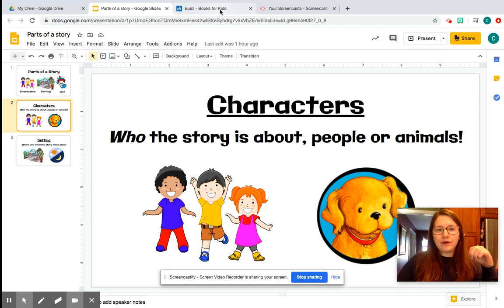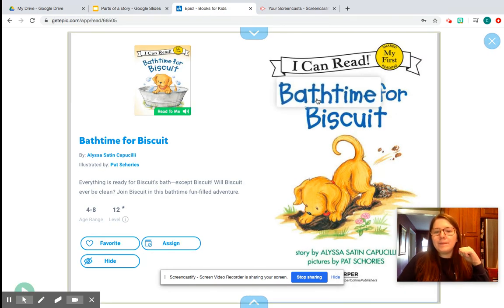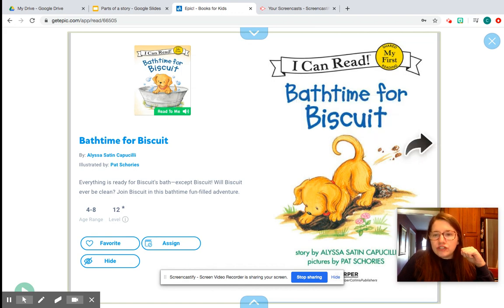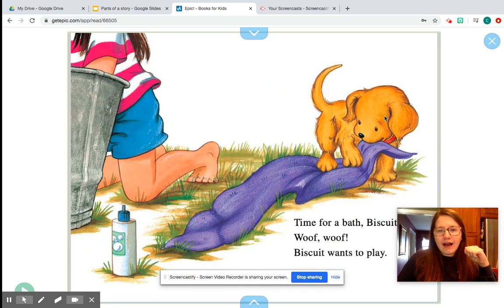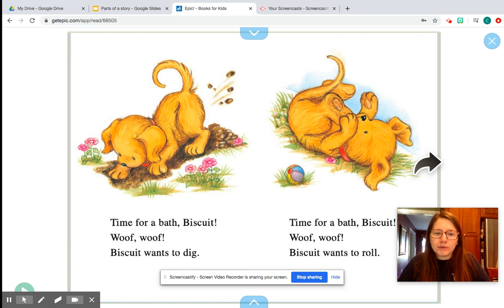So I am going to go on to Epic, and I pulled up this book, Bath Time for Biscuit. If I start to read, I can look at the pictures. If I see people or animals in my pictures, that's a clue for me to know that those are probably the characters, because usually the pictures are what represent the words. So use your pictures in your books to look for the characters. And also, as you read the text, you'll be able to identify who the text is talking about.